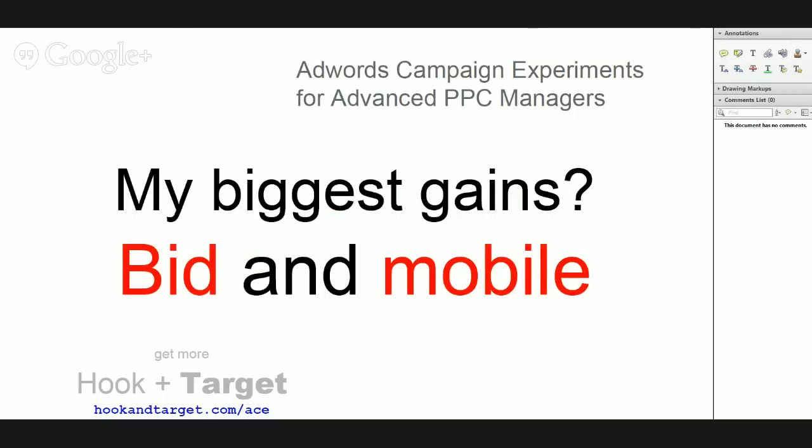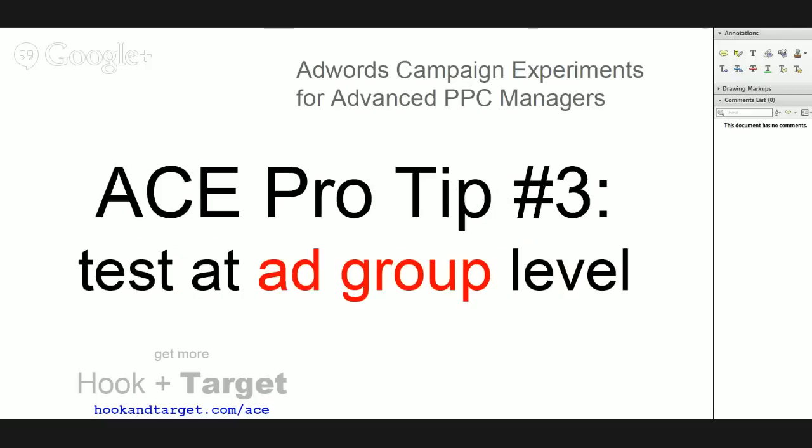So my biggest gains have been testing out my bids, how much I'll pay for a source of traffic, and also testing out a specific source of traffic, which is mobile traffic, if folks are using that device. So I've had my biggest leaps in terms of campaigns that way by testing those things.